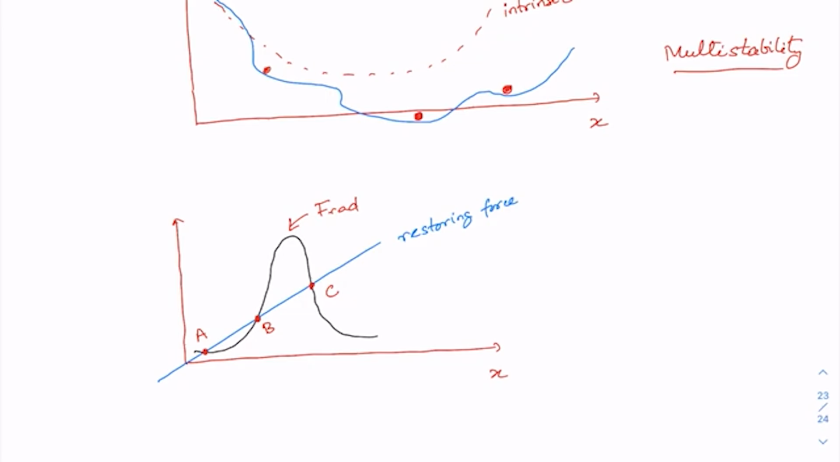However, out of all these 3 points, only A and C are stable and B is unstable. Why? Because the rate of growth of the restoring force at points A and C is faster than that of the radiation pressure force. So this is the phenomenon of bistability. There are 2 points at which this cavity optomechanical system would be stable.